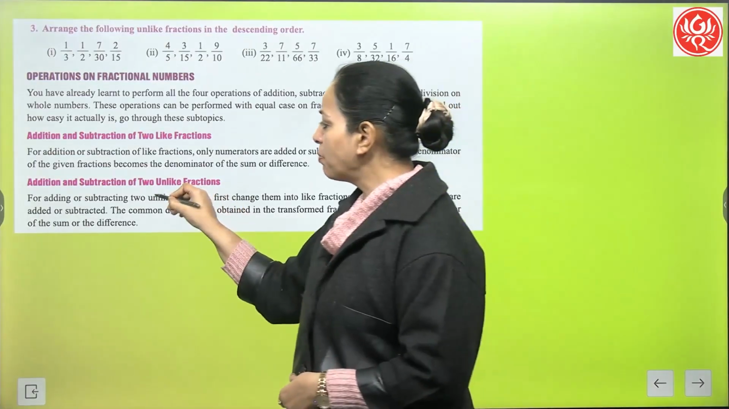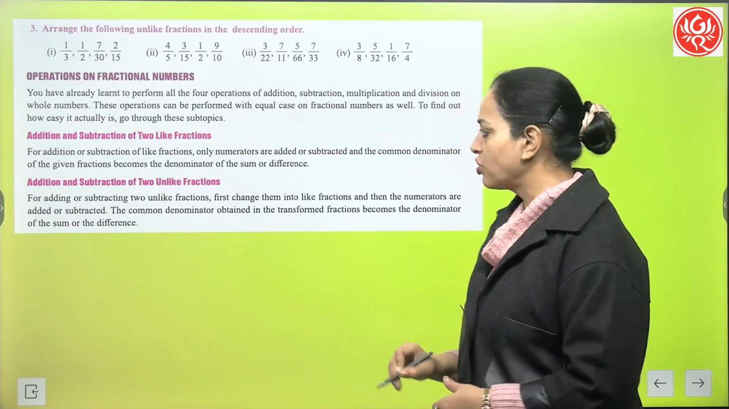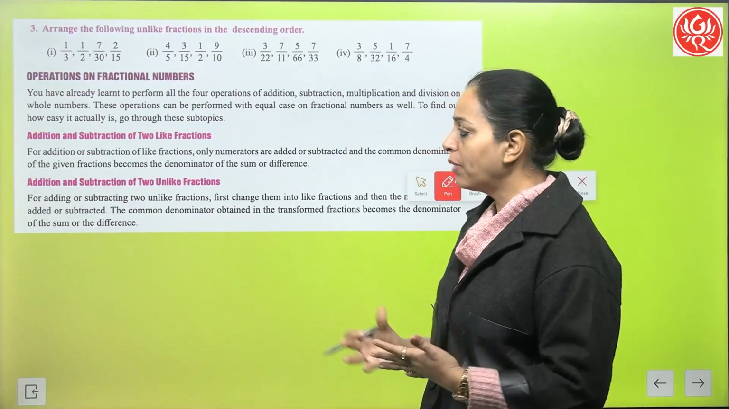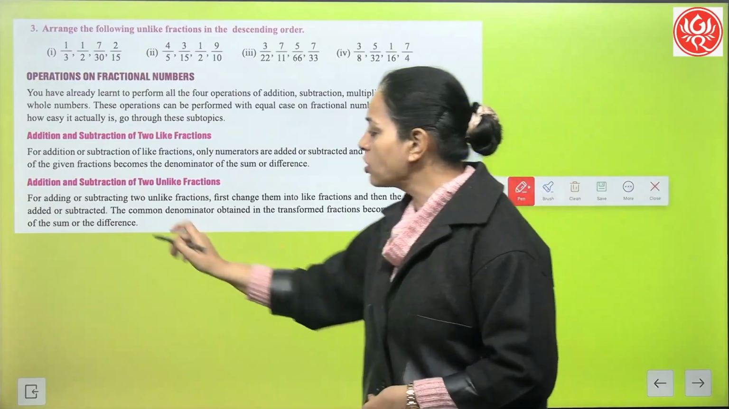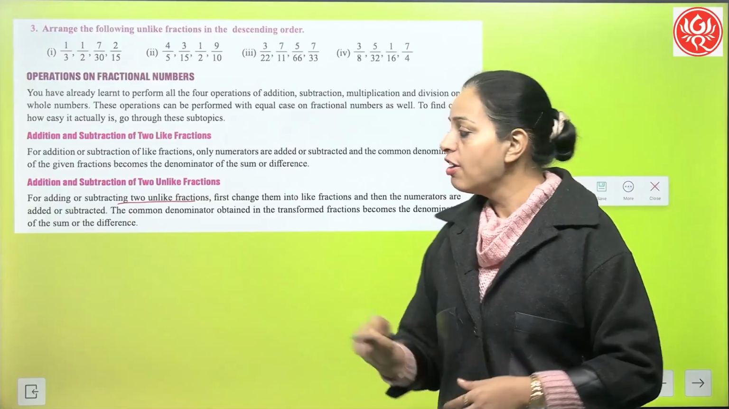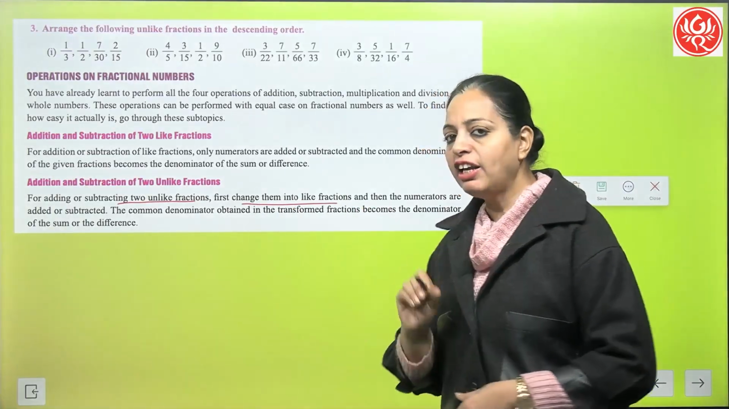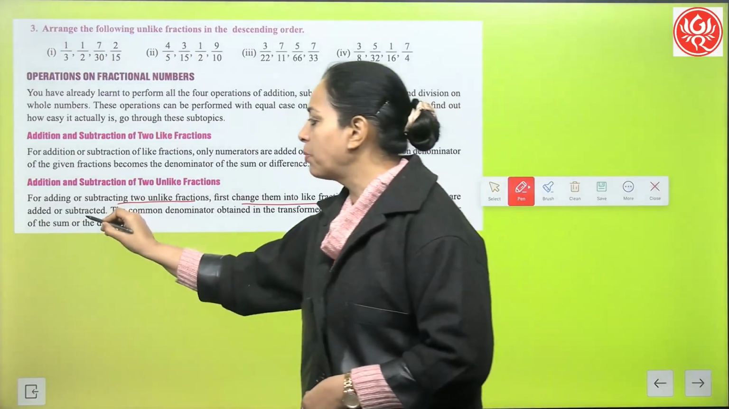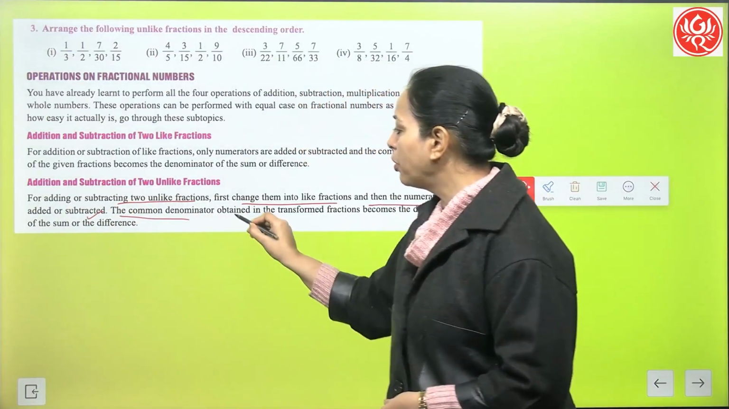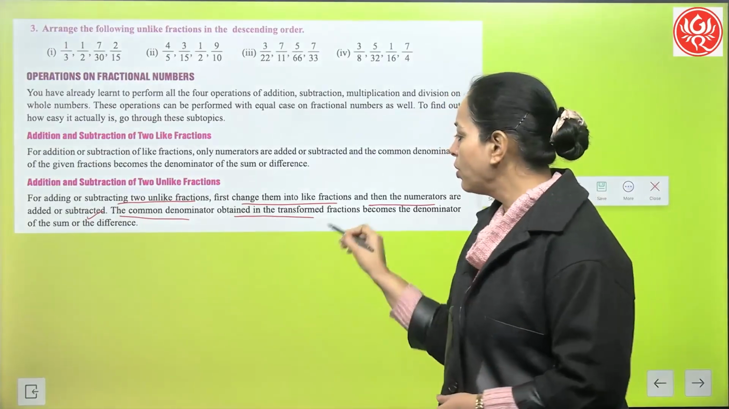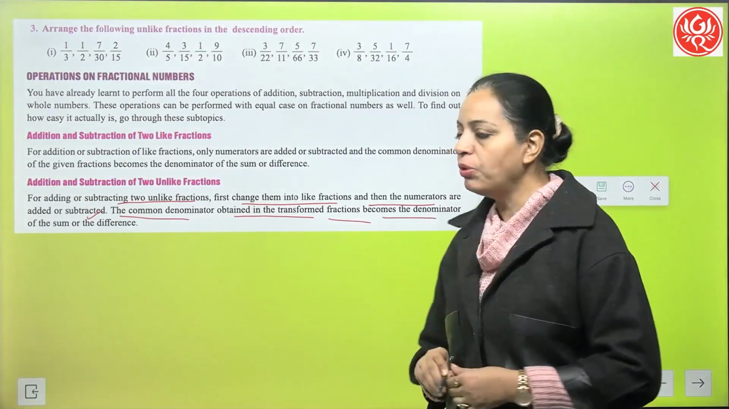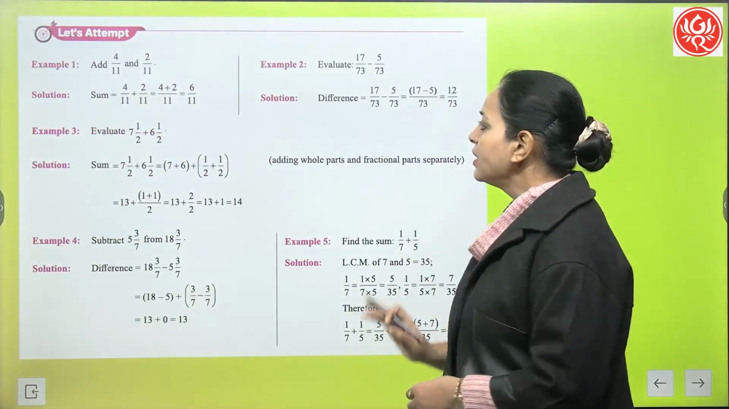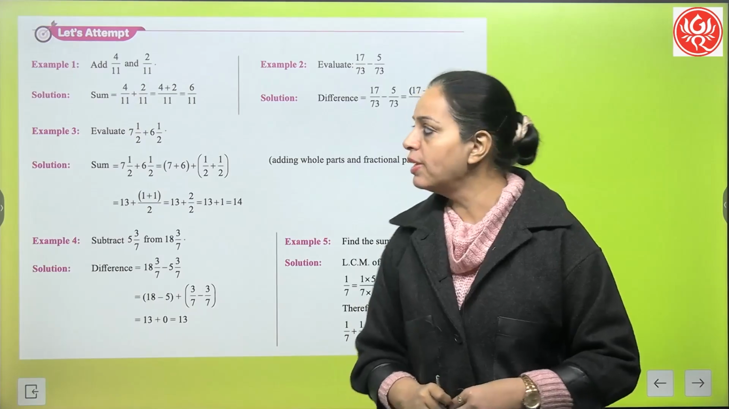Now addition and subtraction of two unlike fractions. अब अगर हमारे पास two unlike fractions हैं उनको हम कैसे करेंगे? So for adding or subtracting two unlike fractions, first change them into like fractions and then the numerators are added or subtracted. The common denominator obtained in the transformed fractions becomes the denominator of the sum or the difference. Okay, see how. Let us attempt some examples.